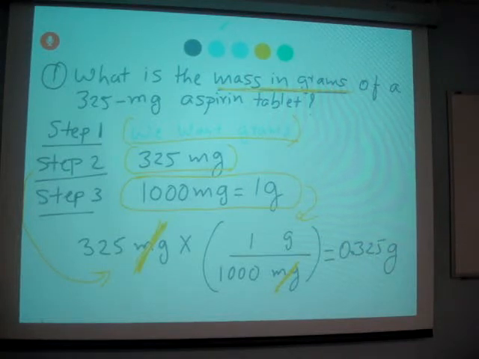And when you divide 325 by 1000, you get 0.325, and the unit is gram. So that's how we follow steps from one unit to another unit, right? So step 1, 2, 3, and then we can practice.